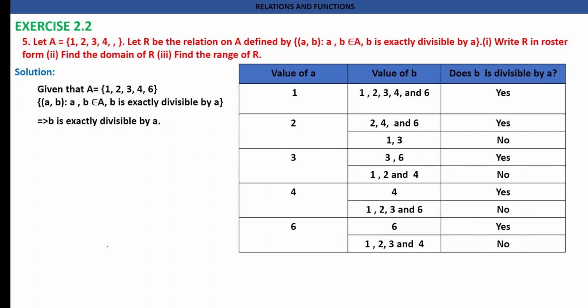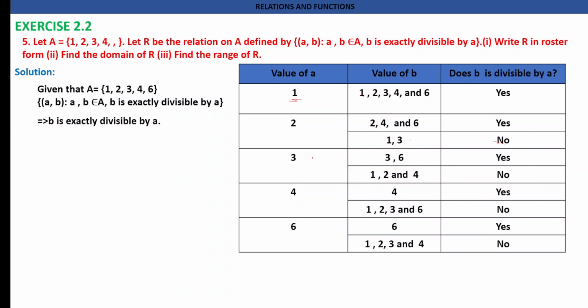B is exactly divisible by A, this implies. Now let us take this from the table for easy verification. If the value of A is 1, all of 1, 2, 3, 4, 6 are divisible by 1. So all these are divisible by 1, so we are marking them with a cross. Next, if the value of A is 2, then all the even numbers will be divisible by 2. So 2, 4, 6 are divisible by 2 and 1, 3 are not divisible by 2, so we are marking this a no.